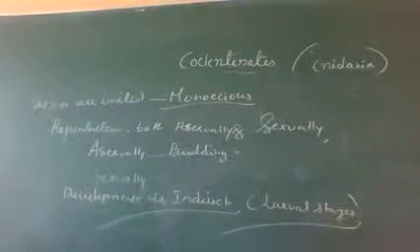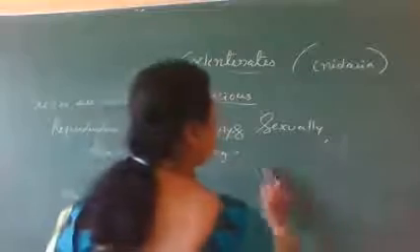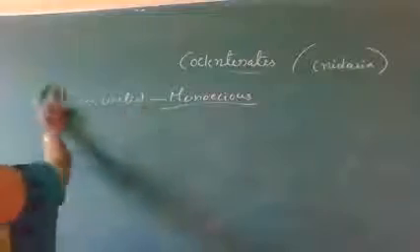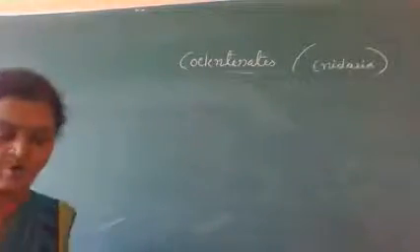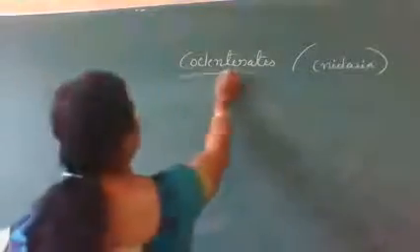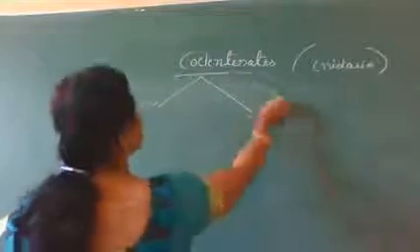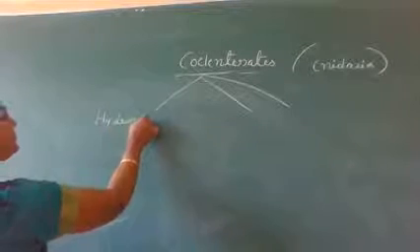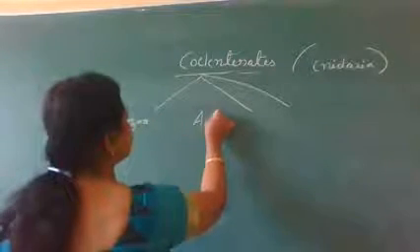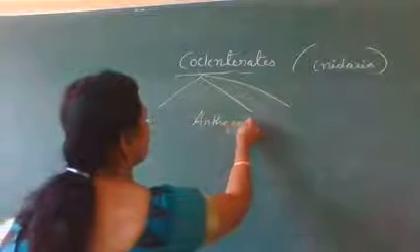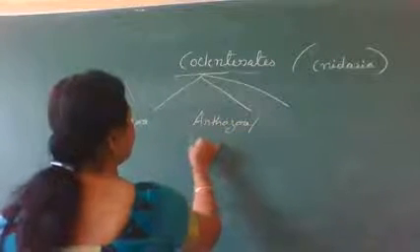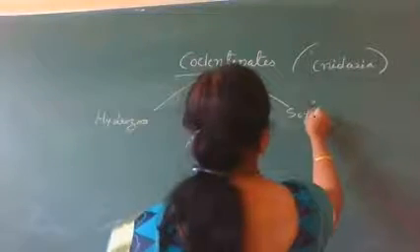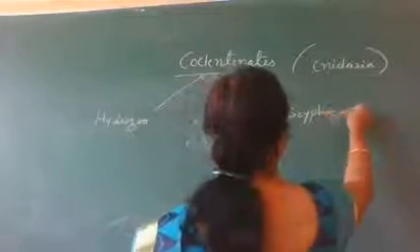Now these Coelenterata are divided into three classes. Coelenterata are classified into how many classes? Three classes. One is called Hydrozoa, the second is called Anthozoa or Actinozoa, and the third is called Scyphozoa.